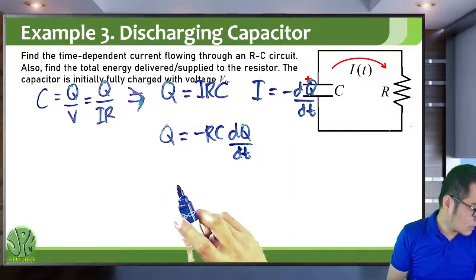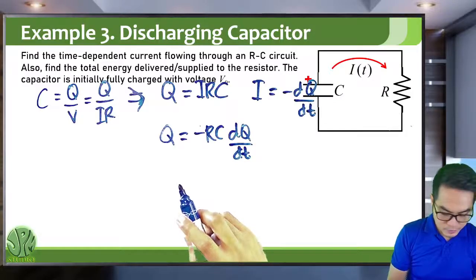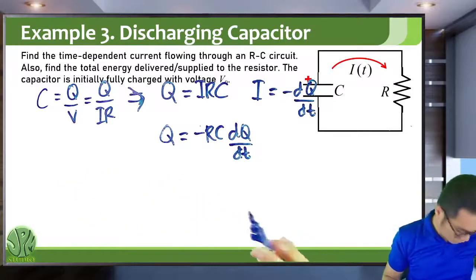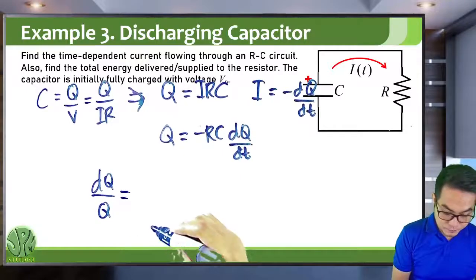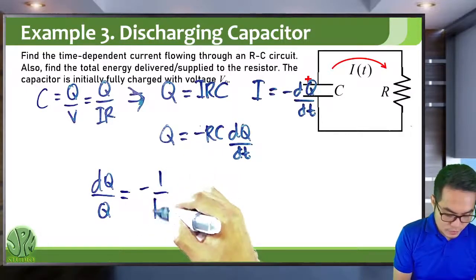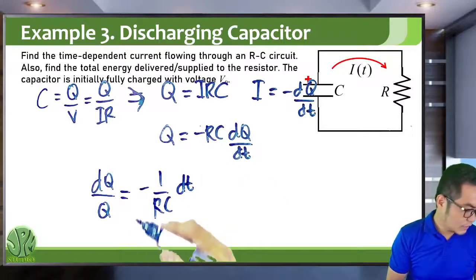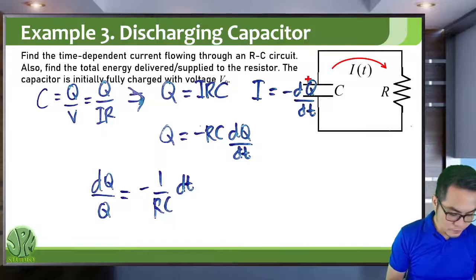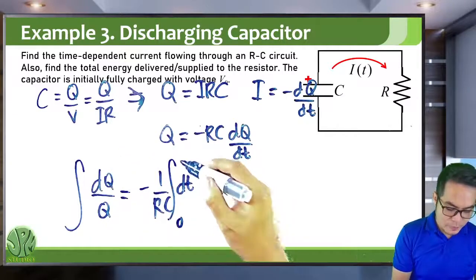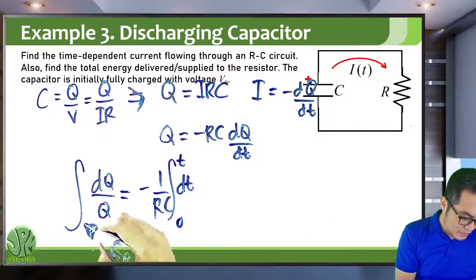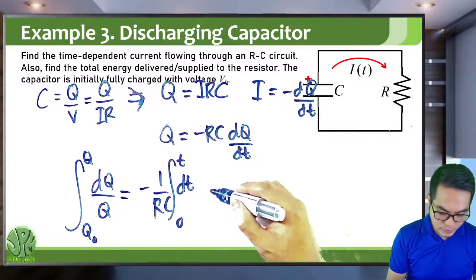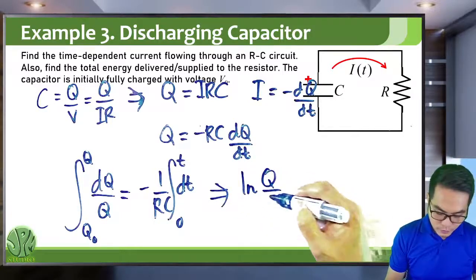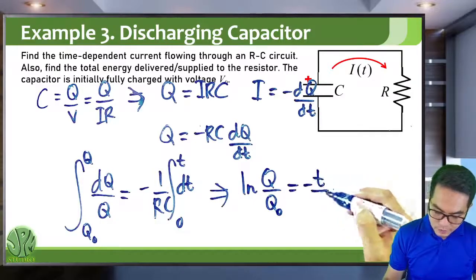So solve for Q. We get dQ over Q is equal to negative 1 over RC dt. You integrate this from time equal to 0 to a final time t, and from an initial charge Q naught to a final charge Q. The integral of this is ln of Q, so this becomes ln of Q over Q naught is equal to negative t over RC.